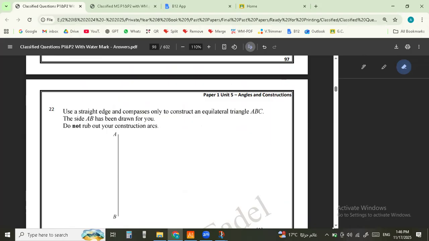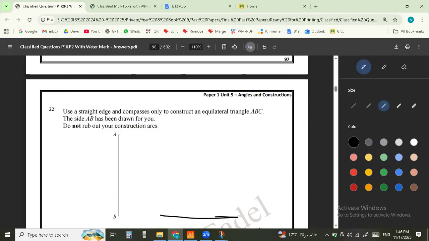Use a straight edge and compasses only to construct an equilateral triangle ABC. The side AB has been drawn for you. That's exactly the same as the video that shows you how to draw an equilateral triangle. But they gave you the base here differently. You learned how to draw it if the base was drawn for you this way. Then you open the compasses the same size as your side here. You draw an arc here, you draw an arc there, then you connect. This gives you exactly an equilateral triangle.